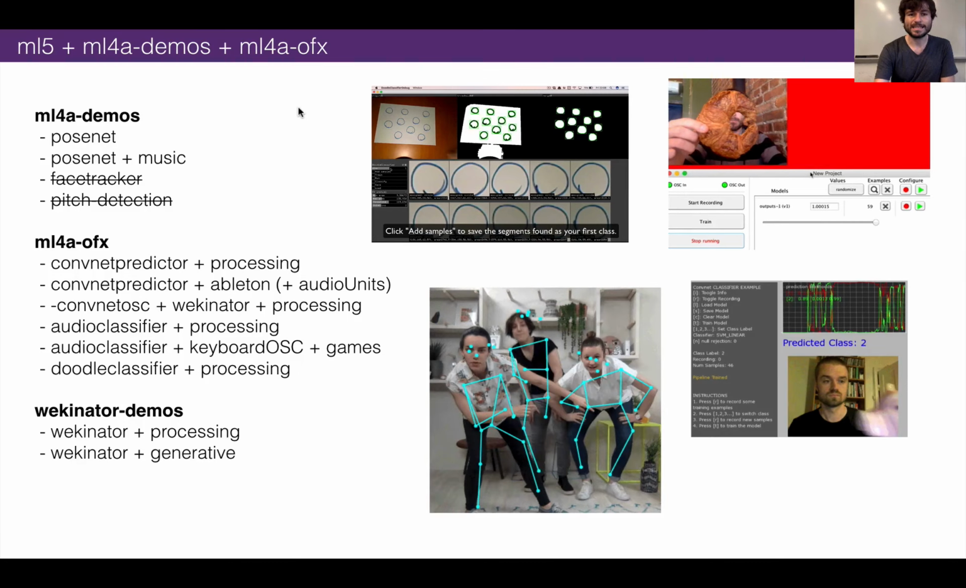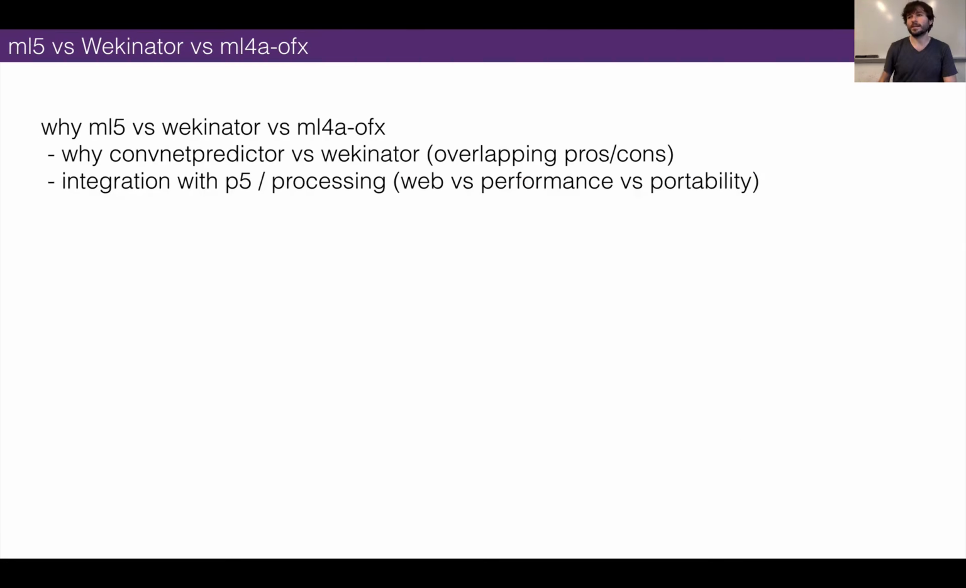And lastly, a few things that might come up, like why use ML5 versus Wekinator versus ML for AOFX stuff, because you see they overlap quite significantly. Most of the time they can all do the things that you want them to do, but generally speaking, ML5, along with P5, is a little bit more optimized towards web stuff. So if you want to do web stuff, then those are a little bit better.